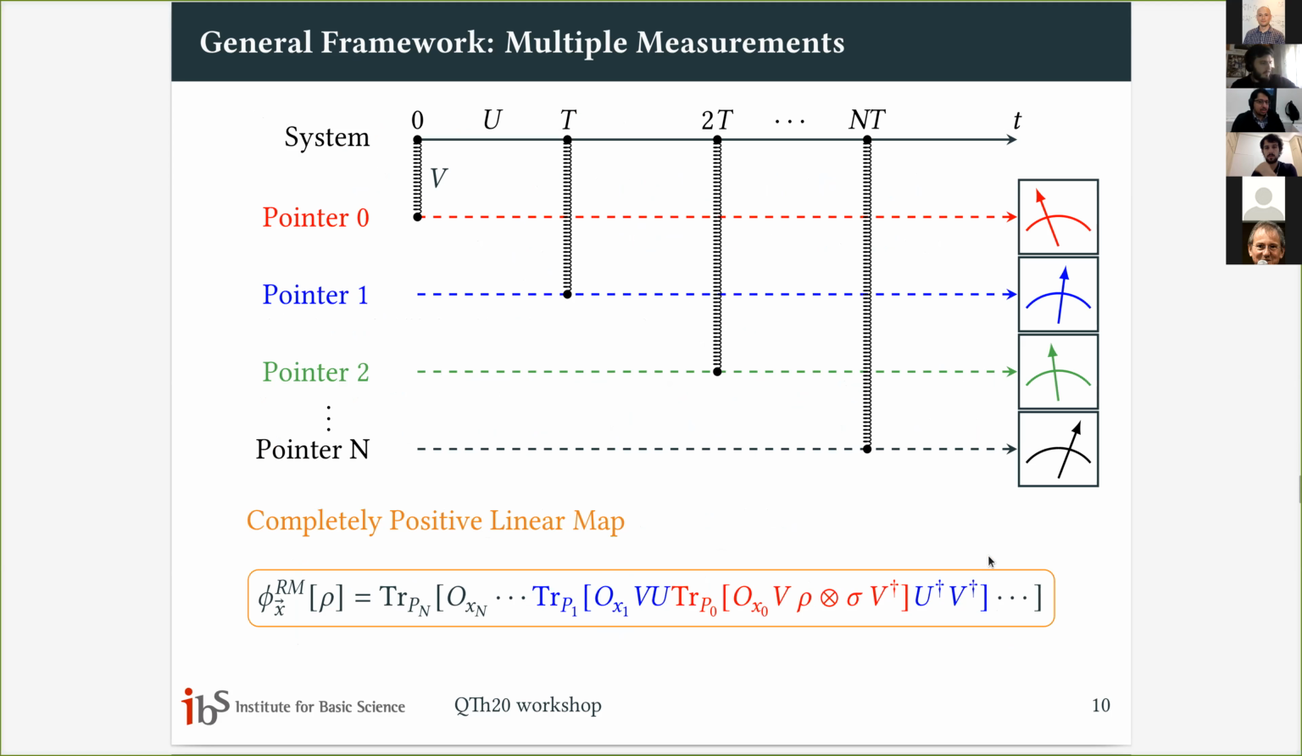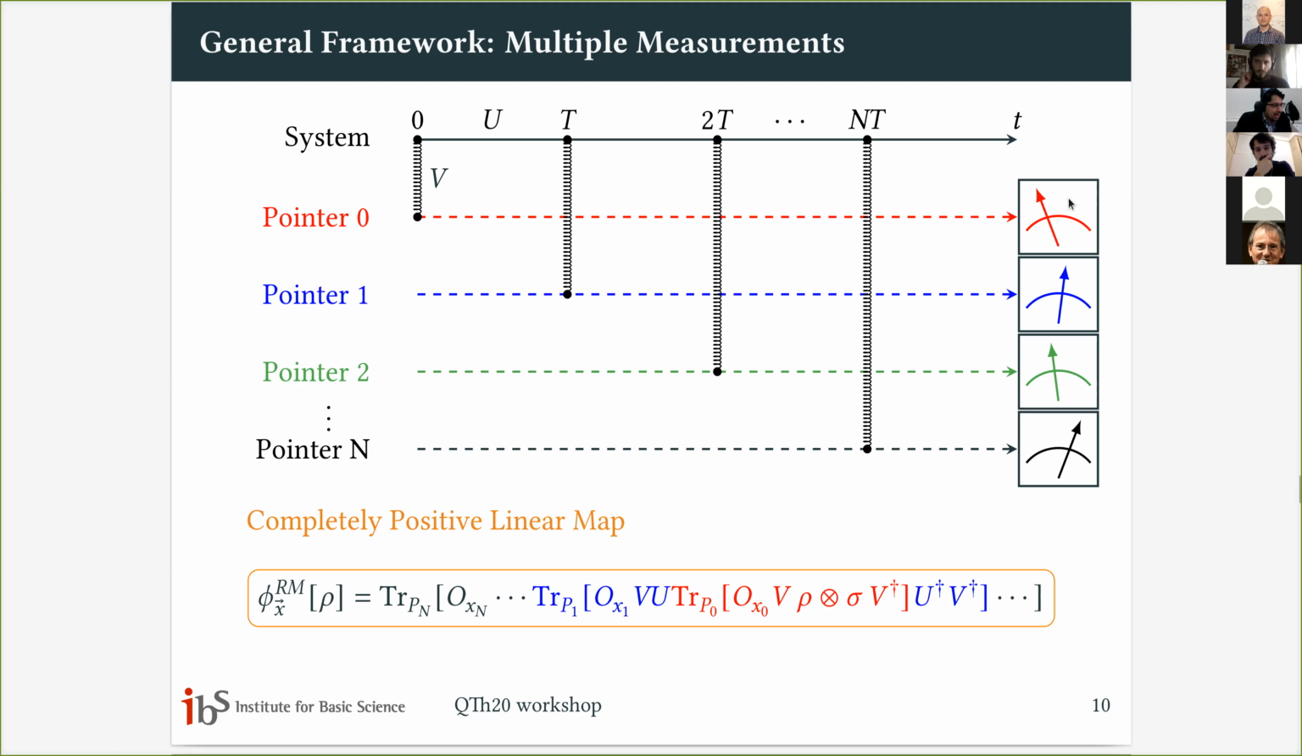The contrast to this would be the repeated measurement scheme, in which you measure the pointer immediately as soon as it has made a contact with the system. So for example, here you make a contact between the pointer and the system and you immediately make a measurement out of it. You keep doing this, but the disadvantage to this scheme is that, of course, you need multiple pointers. Okay, so depending on the number of measurements you want to make, that many pointers you would require.